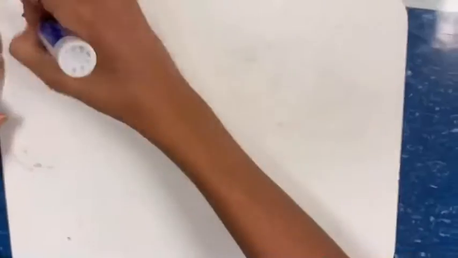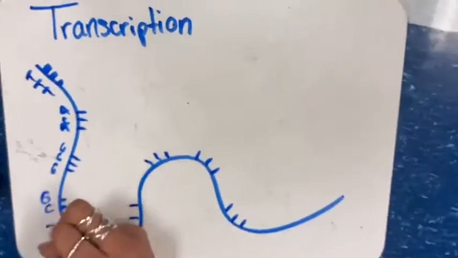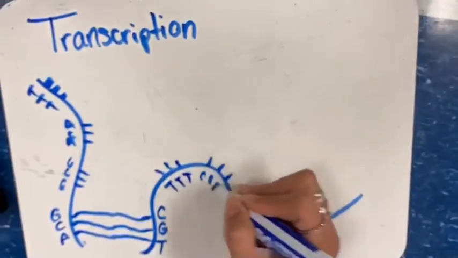DNA 101. Transcription happens in the nucleus when the DNA is unzipped by the helicase. It consists of G's, C's, A's, and T's and will eventually create mRNA.